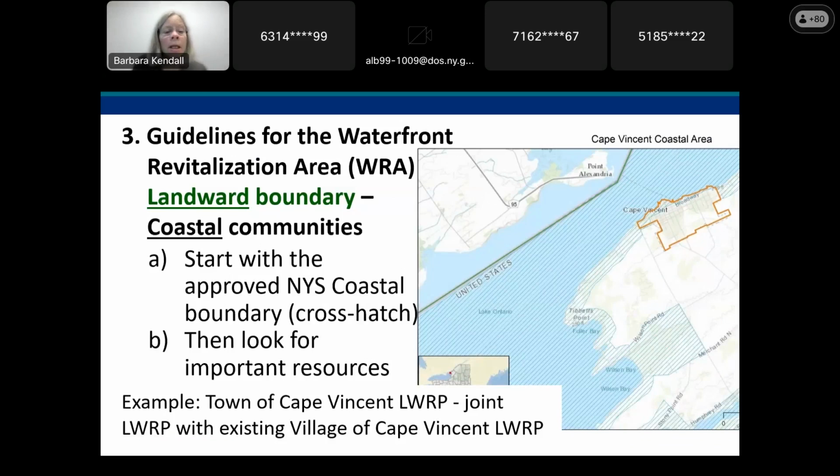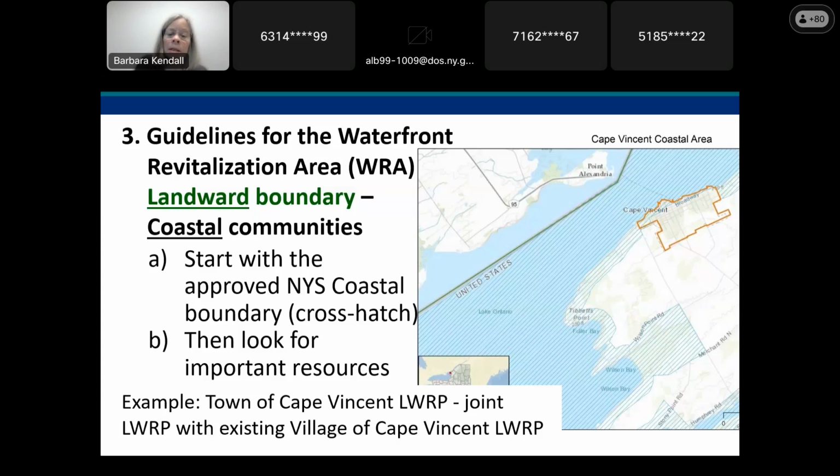So let's start to get into the landward boundary. Where's that line going to be on the upland area in coastal communities? In the coastal area, we start with the New York State coastal boundary, that yellow area I showed in the previous slide. In this slide, this is in the town of Cape Vincent up in the St. Lawrence River. And the crosshatched area is the existing coastal boundary within the town of Cape Vincent.